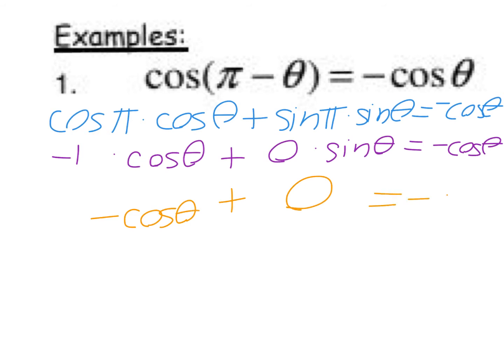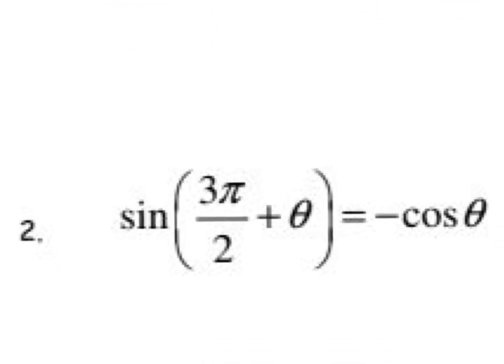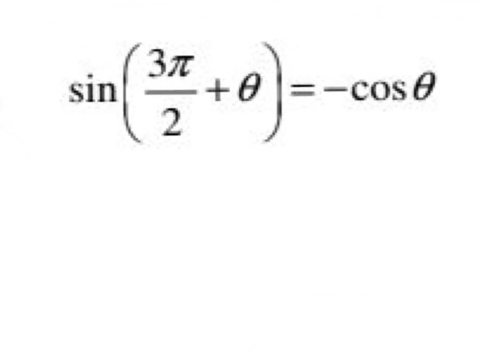Is that equal to the negative cosine of theta? Yes. The negative cosine of theta plus 0 is equal to negative cosine of theta, using the sum and difference formula. Let's take a look at number 2. It looks a little bit more doozier, but that's fine. It's going to follow the same steps.